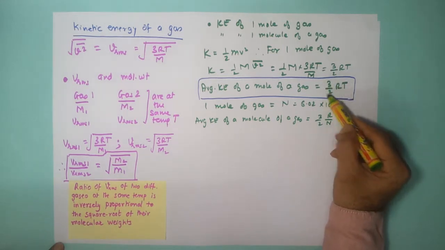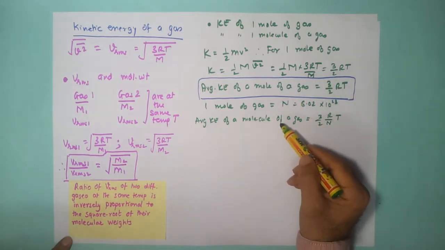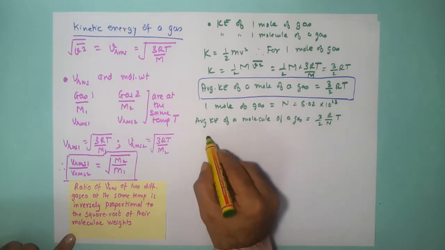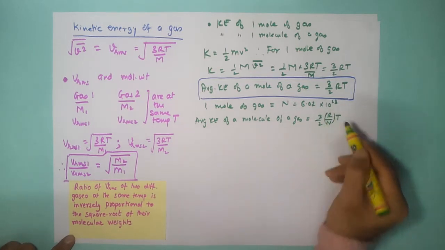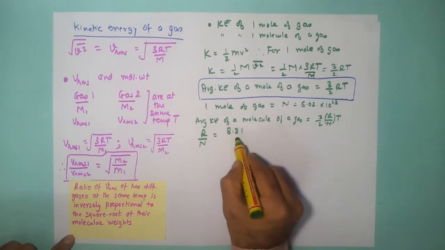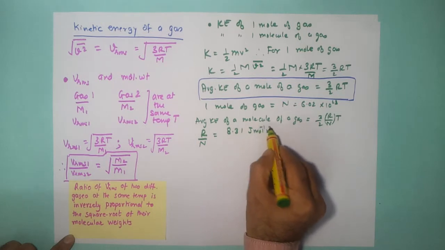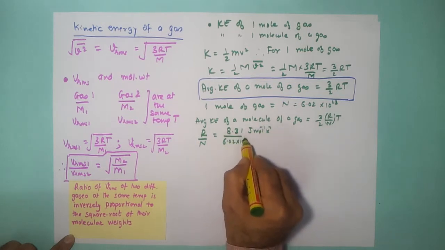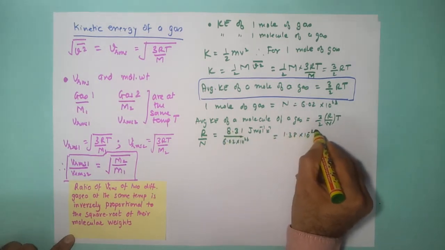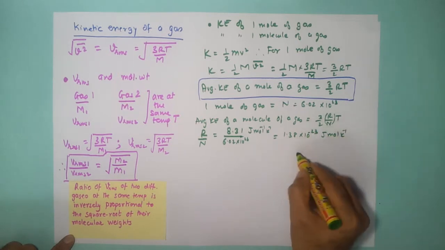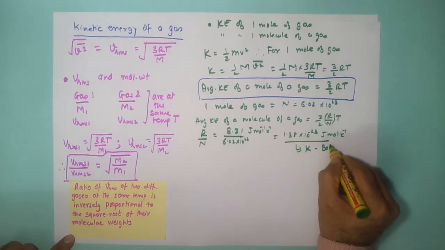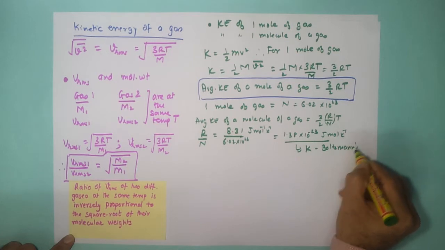This is the kinetic energy of 1 mole of a gas. If you want to find out kinetic energy of 1 molecule of a gas, divide this by number of molecules, and that is N. So 3 by 2 R upon N. And this particular term, R upon N, is equal to, a value of R is known, 8.31 joule per mole per Kelvin. This is 6.02 into 10 raised to 23, no unit because it's a number. If I do this calculation, I'll get 1.38 into 10 raised to minus 23 joule per mole per Kelvin. And this constant is denoted by a small letter k, known as Boltzmann's constant.